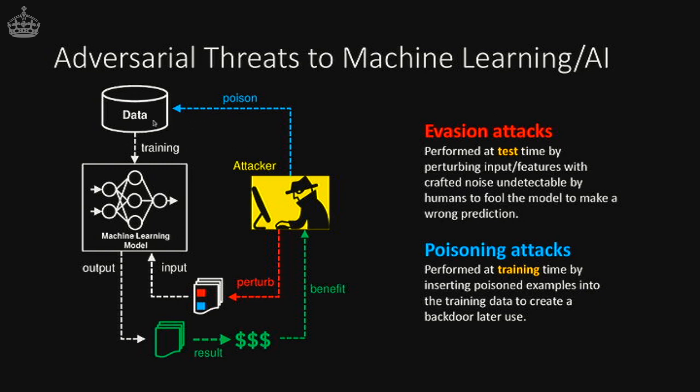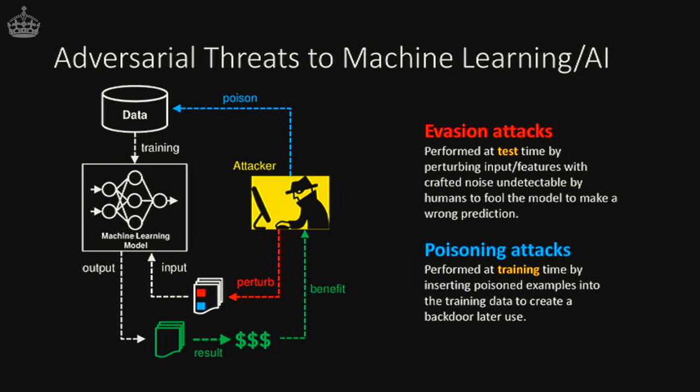What we have here is a typical machine learning pipeline. So we have the data that we use to train a machine learning model. We have our machine learning model, maybe a neural network, but it can also be any other type of machine learning model. And we would like to use it to take input and create output in form of a prediction. Now, an adversary or an attacker has two main attack routes to attack a machine learning model.